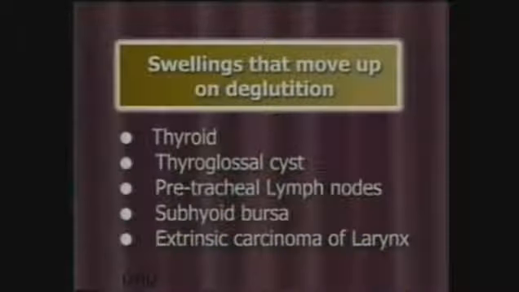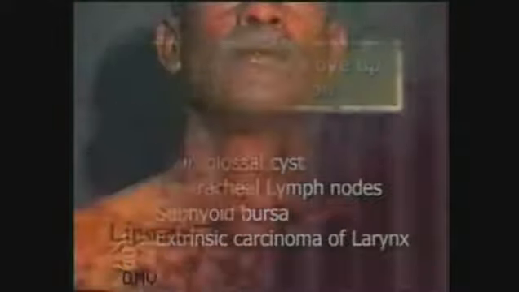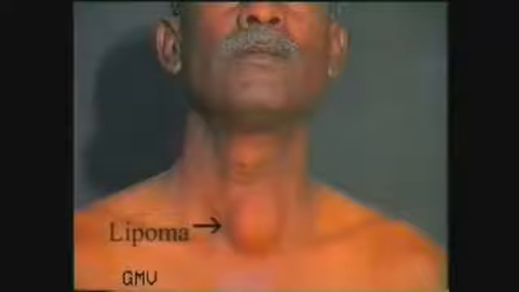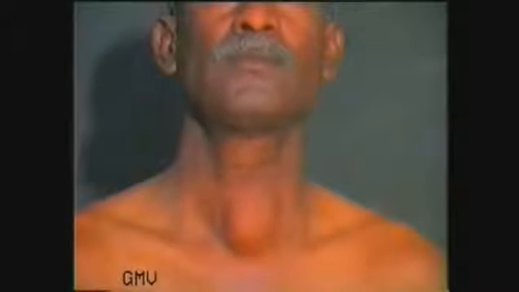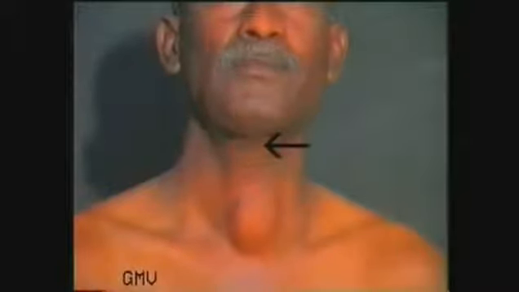Of course, we should not forget the other swellings that also move on deglutition, that is the thyroglossal cysts, pretracheal lymph nodes, subhyoid bursa, and extrinsic carcinoma of larynx. A swelling which is not attached to the pretracheal fascia, like this lipoma, will not move upwards during deglutition. Note the upward movement of the thyroid cartilage, but not of the swelling.